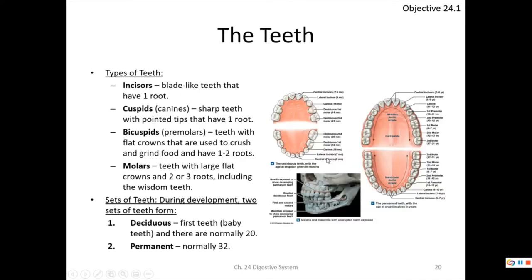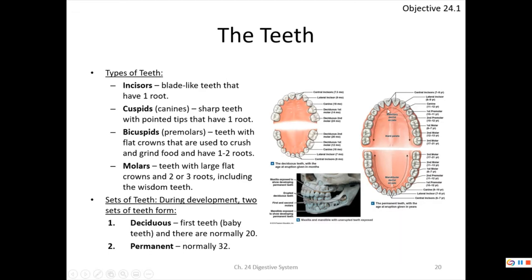Now, the teeth, there are four types of teeth that a human skull contains. They're the incisors, the cuspids, bicuspids, and molars. The incisors are like a blade, and what might you do with a blade is make an incision. So the blade-like teeth, they have one root to them, the incisors. Now, there are actually two types, the two centrals and the two lateral incisors.